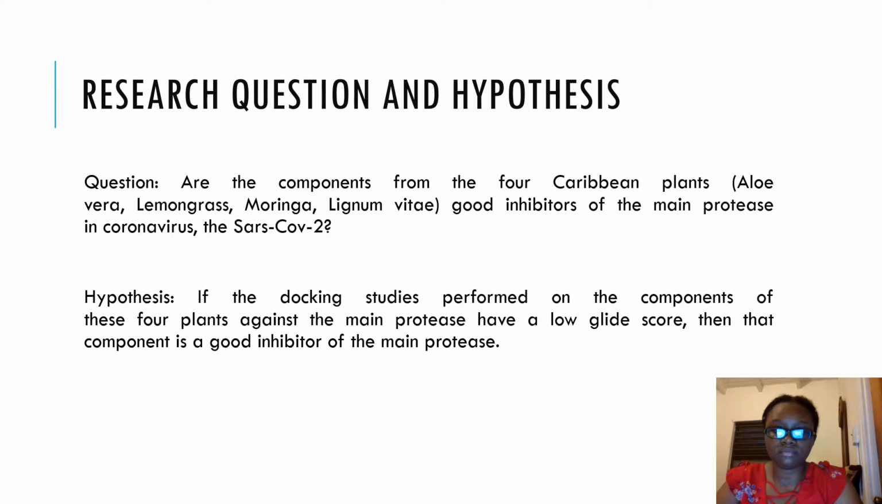So my research question was, are the components from the 4 Caribbean plants, which I chose were aloe vera, lemongrass, moringa, and lignum vitae, good inhibitors of the main protease in coronavirus? I hypothesize if the docking studies performed on the components of these 4 plants against the main protease have a low Glide score, then that component is a good inhibitor of the main protease.